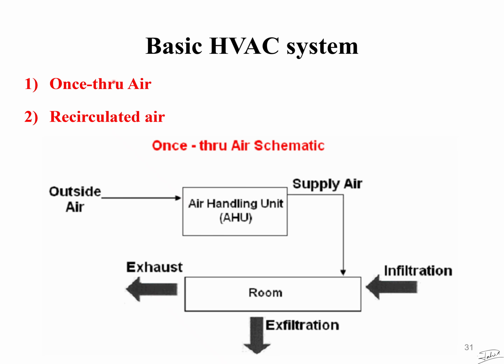There are two main types of HVAC system. One is called once through air and another is recirculated air. As the name suggests, once through air means if air comes into your room, then the exhausted air will be sent back to the atmosphere. They will not be recirculated.